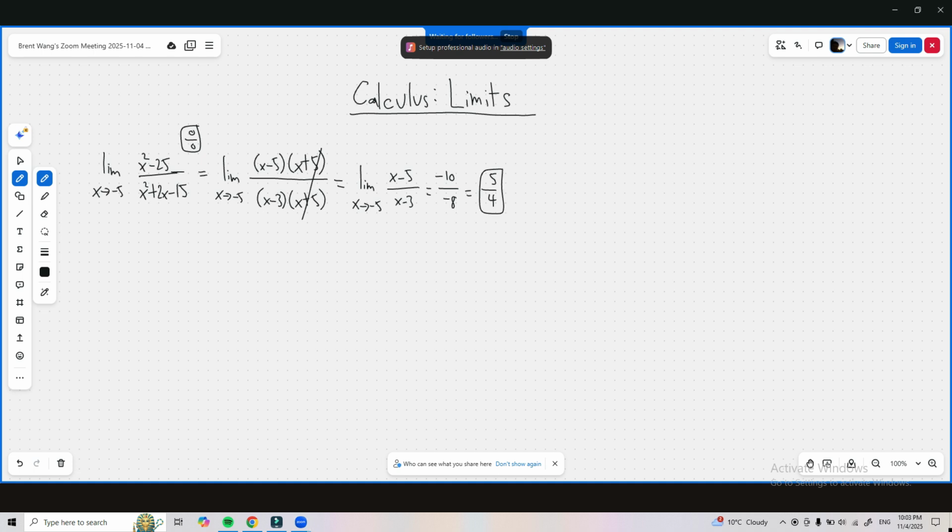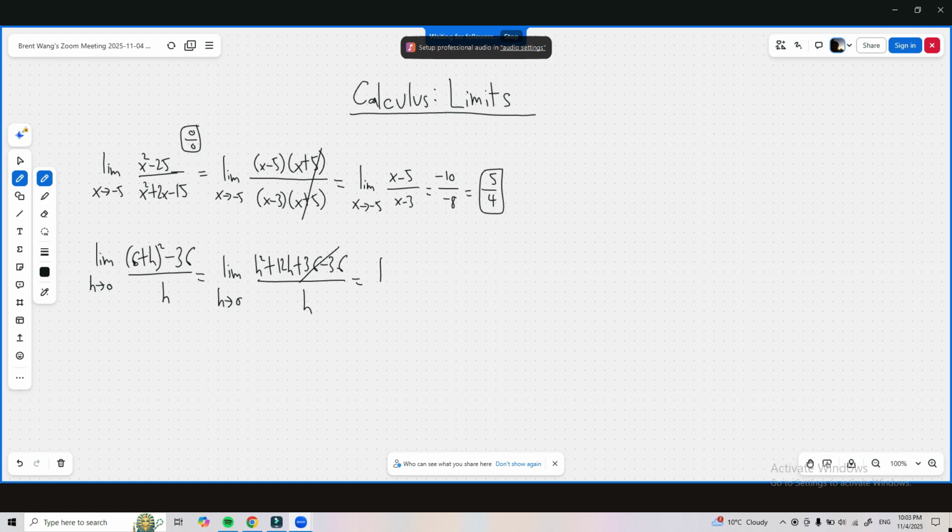Let's try another one. Limit, let's say, as h goes to 0 of 6 plus h squared minus 36 over h. This is a 0 over 0, so let's do some extra work. So let's expand the numerator. Limit as h goes to 0, h squared plus 12h plus 36 minus 36 divided by h.